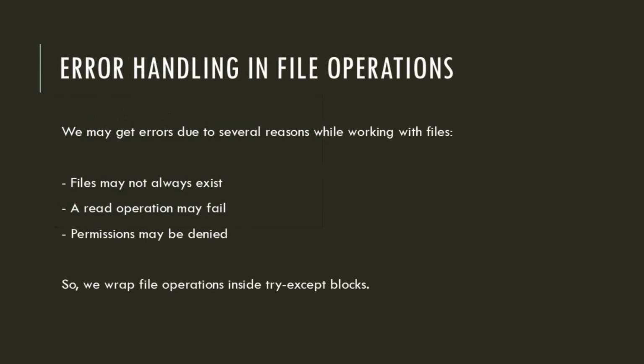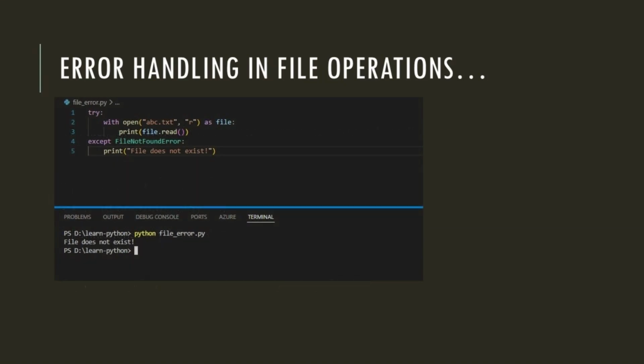Error handling in file operations. We may get errors due to several reasons while working with files. Files may not always exist, a read operation may fail, or permissions may be denied. So we wrap file operations inside try except blocks. Let's see an example. try: with open('abc.txt', 'r') as file: print(file.read()). except FileNotFoundError: print('File does not exist').